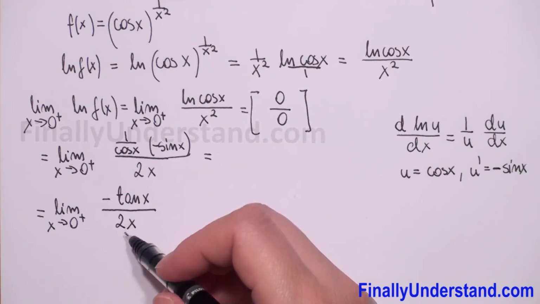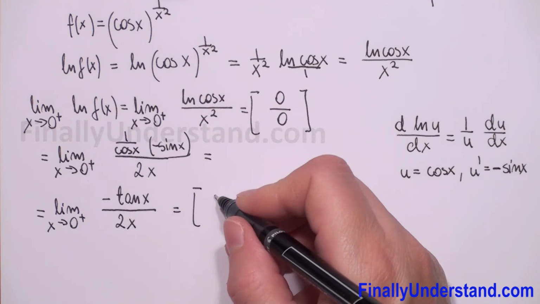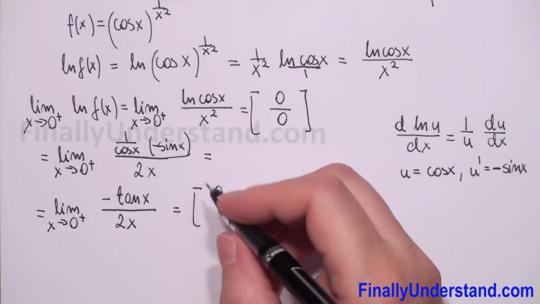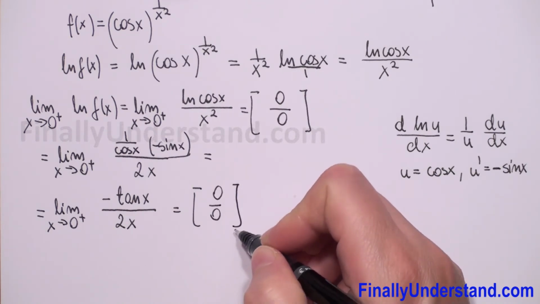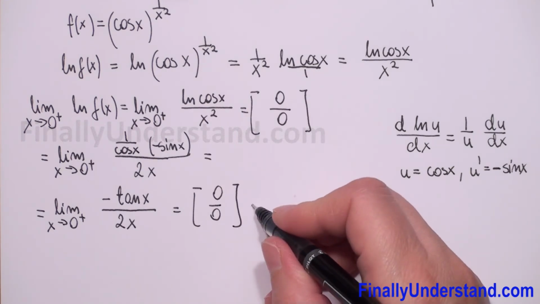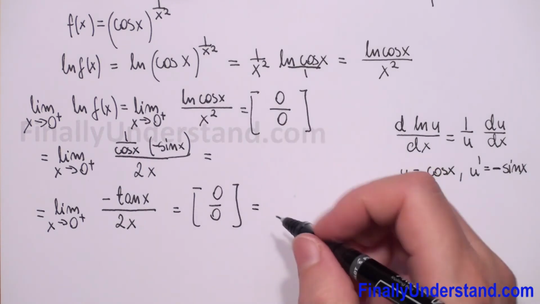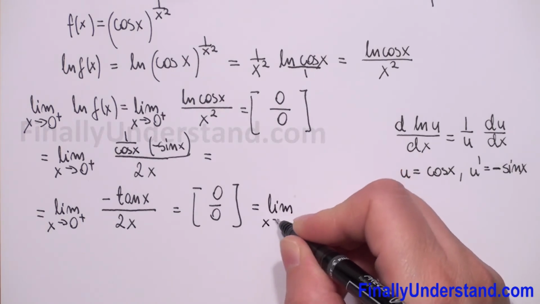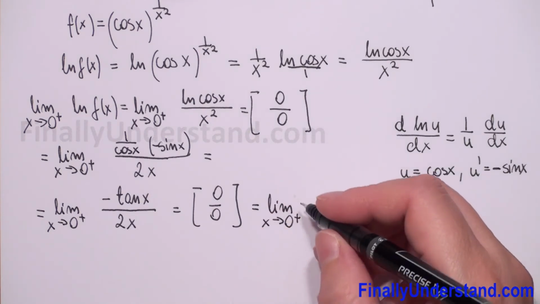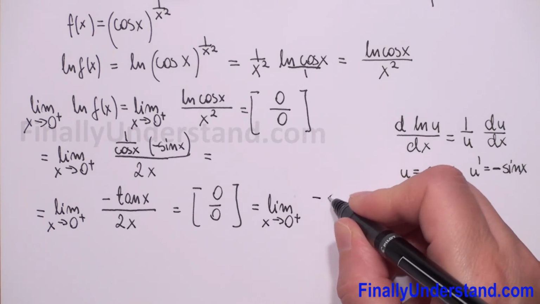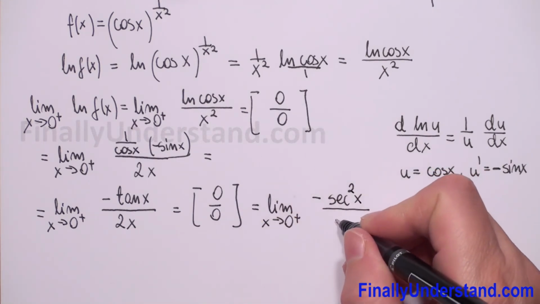Let's see what we will have now when we substitute x's by 0. Tangent 0 is 0. 2 times 0 is 0. So we have 0 over 0. Again, we have indeterminate form. So we have to use L'Hopital's rule again. It means we have to find the derivative of numerator and derivative of denominator, and we copy limit as x approaches 0 from right. Derivative of tangent is secant square, so we have to copy negative sign. We have secant square of x over derivative of 2x is 2.